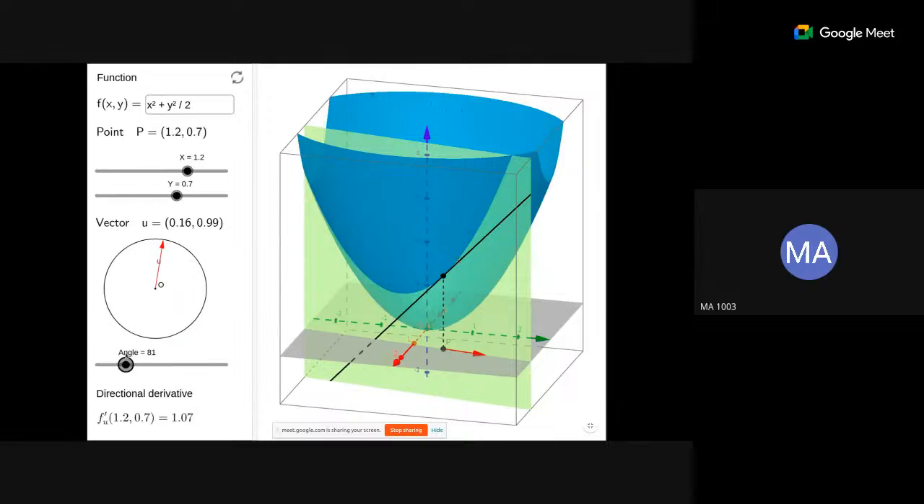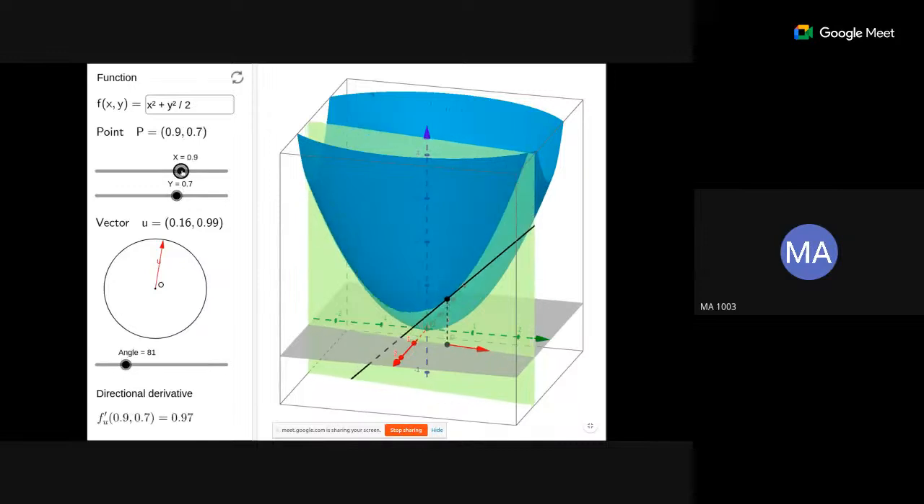Exactly. So this is what the directional derivative is, right? I hope this representation will clear many of your doubts. So let me go back. Yes, to one. Yeah, move on.